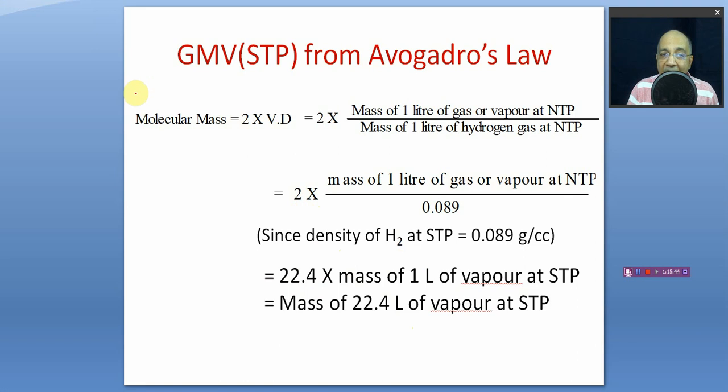So we started from gram molecular mass. Gram molecular mass is nothing but the mass of 22.4 liters of the gas or vapor at STP. That is why gram molar volume is 22.4 liters at STP. But here this is the old convention of 1 atmosphere, not 1 bar. If you lower the pressure, the bar is less than atmosphere, so this volume will be more, 22.7.